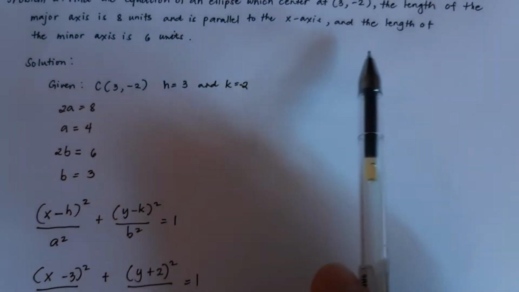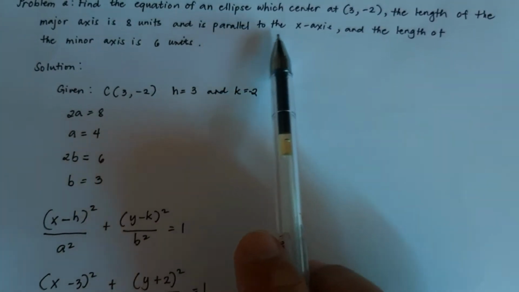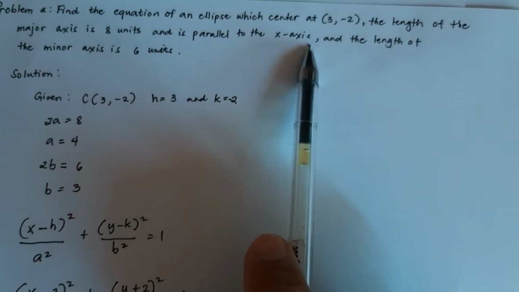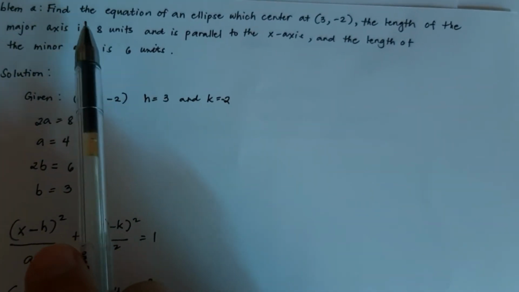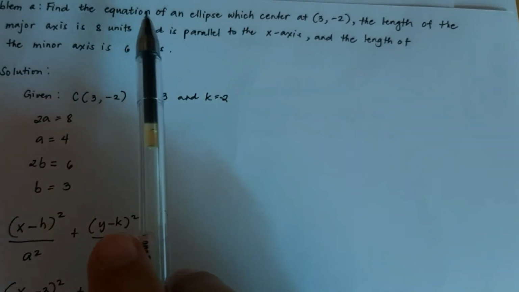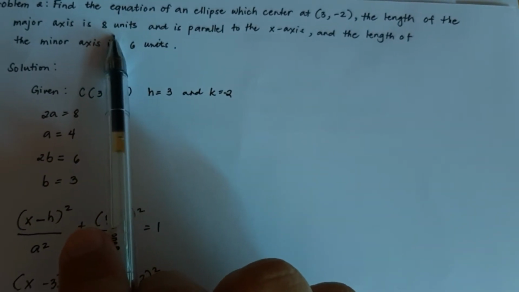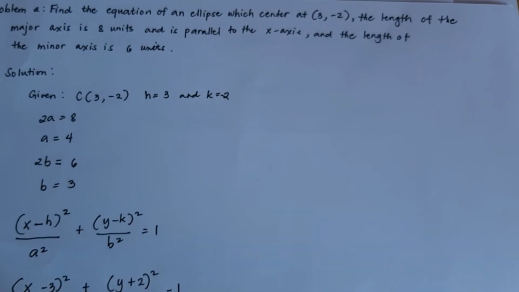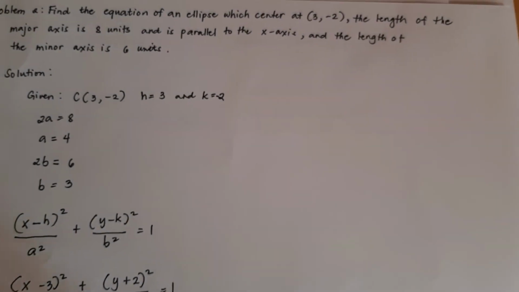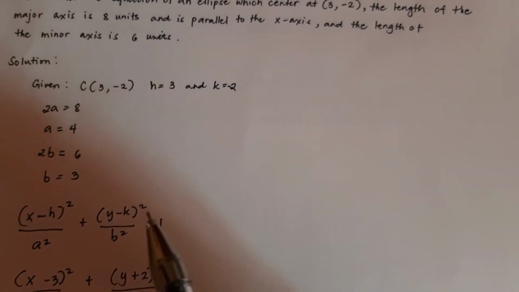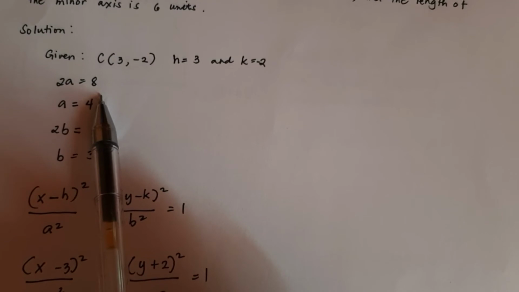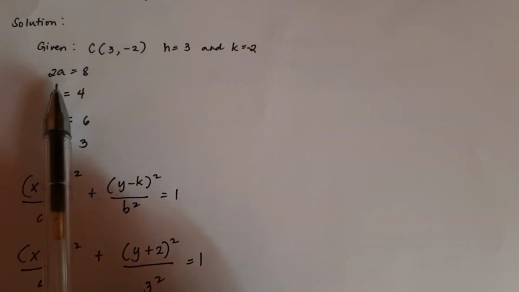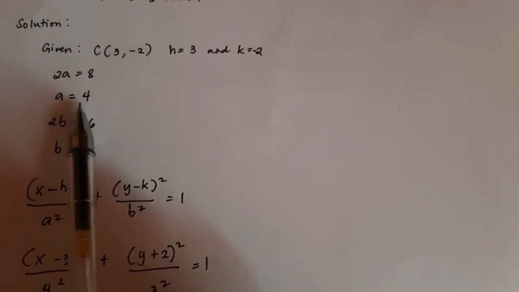So, yung length daw ng major axis is 8 units and is parallel to the x-axis. Siyempre, yun ang major axis mo kaya siya parallel sa x-axis. So, since 8 units, sabi natin kanina, ang measure ng major axis is 2a, no? So, therefore, you have 2a is equal to 8 units. Okay, to get the value of a, you have to divide both sides by 2. So, you have a is equal to 4.